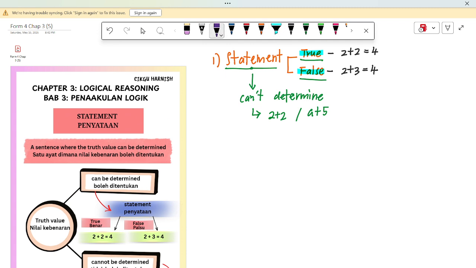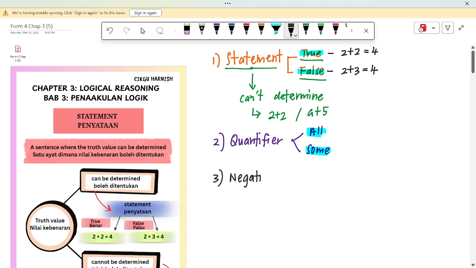Okay, next one is quantifier. Quantifier is divided into 2, all and some. When the question asks you about quantifier, you need to decide whether it will suit all or it will suit some, depending on the question given to you. Number 3 is negation. Negation is using no and not.